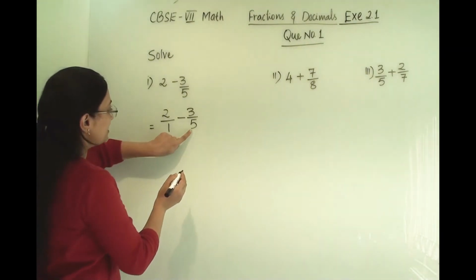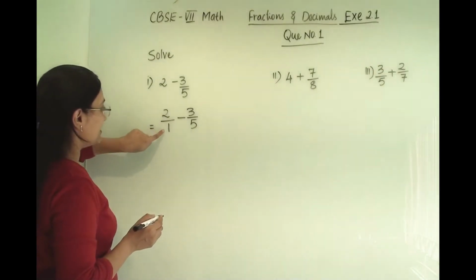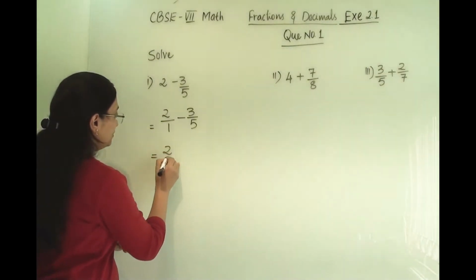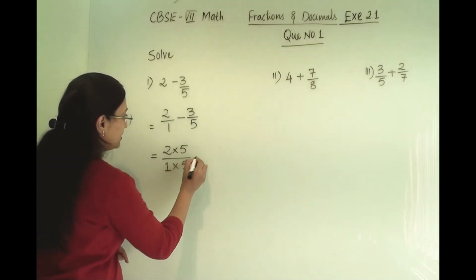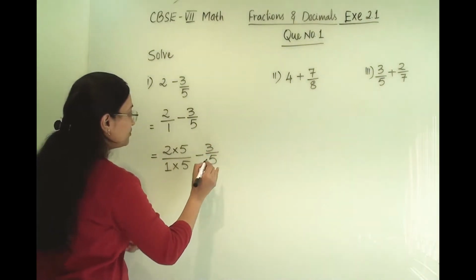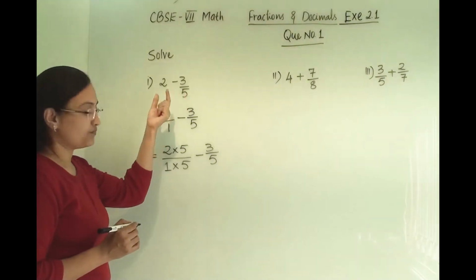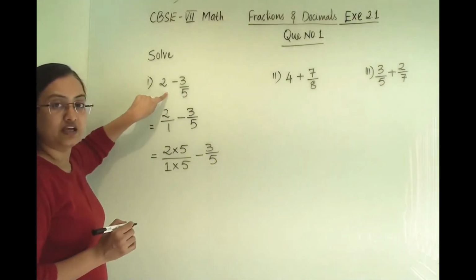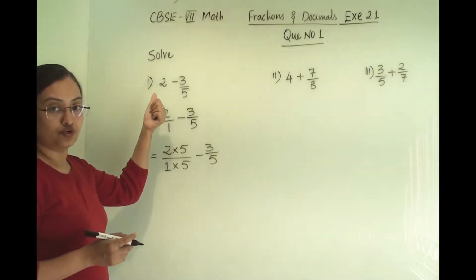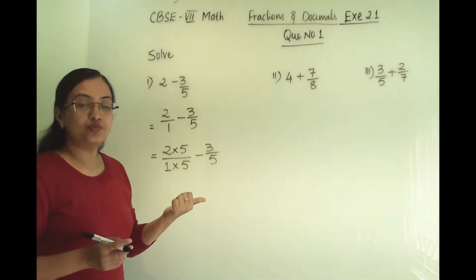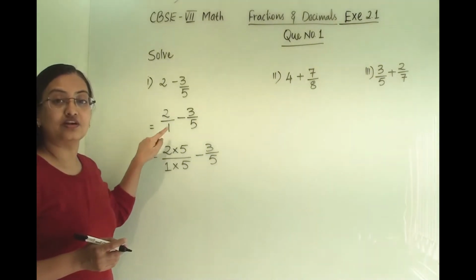So what we will do, this 5 we will multiply with this fraction in numerator and denominator. So 2 into 5 divided by 1 into 5 minus 3 by 5. What we have done here is change this fraction into like fraction, because here there is nothing in the denominator of 2, but that doesn't mean there is no denominator for 2. Whenever there is no denominator, we can always put 1 in the denominator and convert them into a fraction.